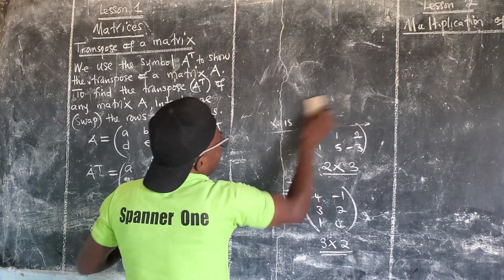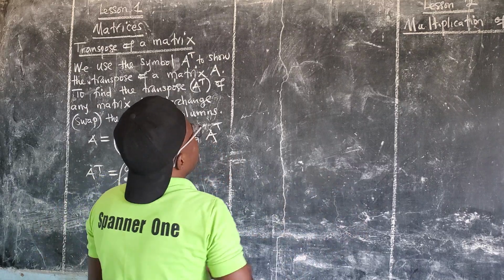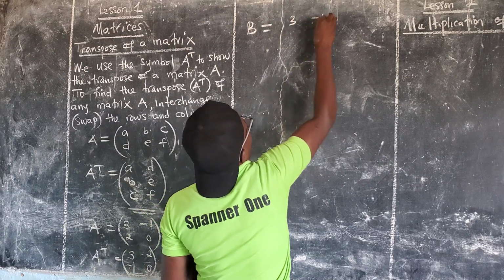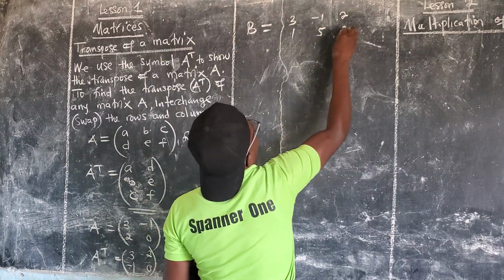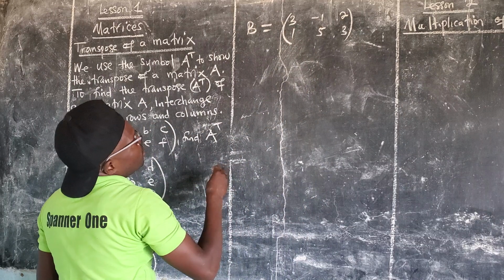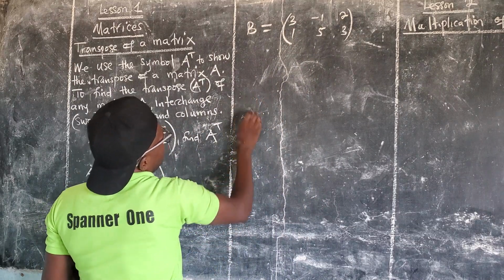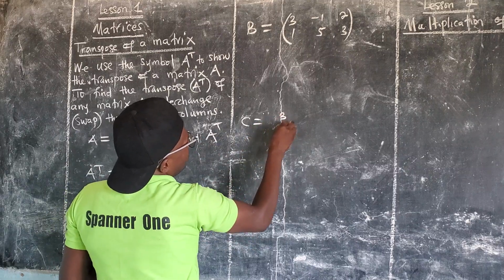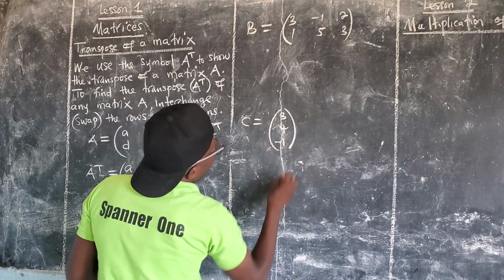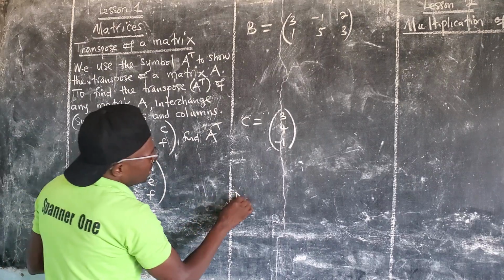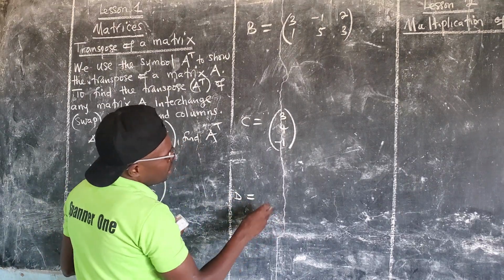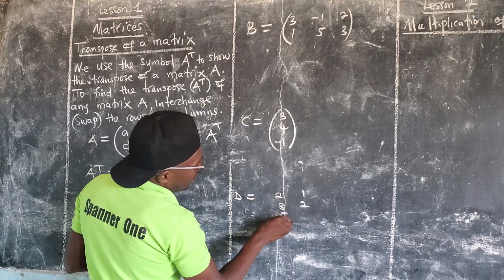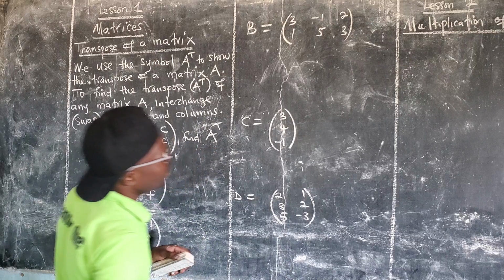We can have another scenario. Let's use numbers. B is equal to 3, negative 1, 2, 1, 5, 3, like that. We find the transpose of that. Also, let's say C is equal to 3, 4, negative 1. You can also find the transpose of that one. Then D, which is 2, 1, 3, 2, 5, negative 3. We also find the transpose there.